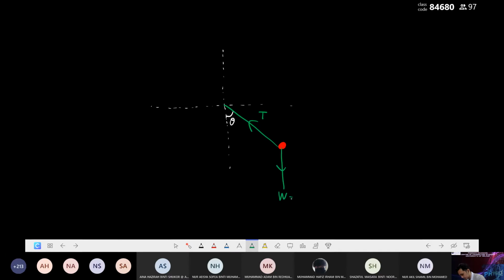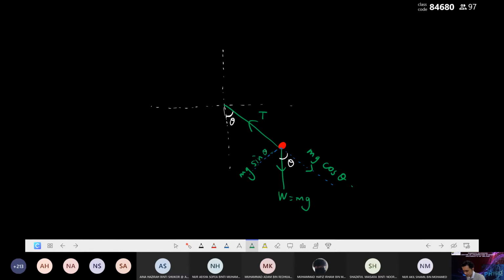So this weight, we need to resolve it into x and also y components. So I draw an imaginary part of the y, which is here, and for the x, this is here. So theta is actually equal to here. Okay, theta is here, the same as this theta. Okay, so mg, adjacent to the theta, is equal to mg cos theta. So this one point here is mg cos theta. Okay, and then for this one, mg sin theta.